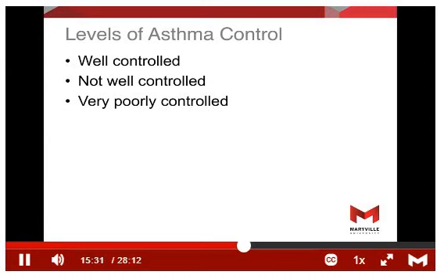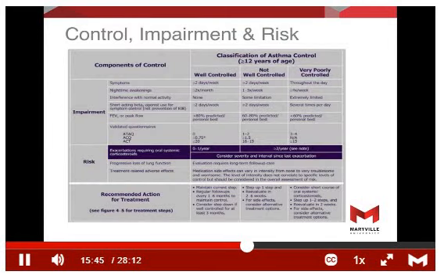Levels of asthma control: well controlled, not well controlled, and very poorly controlled, okay? This is based on how many symptoms they're having, how often they use their albuterol, and if they had exacerbations. For control, impairment, and risk, I'm not going to read this over with you, but it goes over the kind of symptomatology we talked about with how often they're having their symptoms. You're also going to look at their FEV1 or peak flow to determine if they are well controlled, not well controlled, or very poorly controlled.